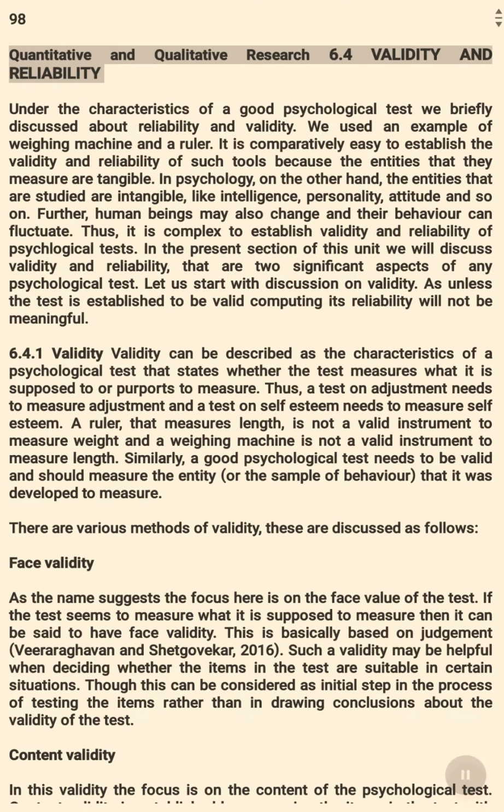Quantitative and Qualitative Research. 6.4 Validity and Reliability. Under the characteristics of a good psychological test, we briefly discussed reliability and validity. We used an example of a weighing machine and a ruler. It is comparatively easy to establish the validity and reliability of such tools because the entities that they measure are tangible. In psychology, on the other hand, the entities that are studied are intangible, like intelligence, personality, attitude and so on. Further, human beings may also change and their behavior can fluctuate. Thus, it is complex to establish validity and reliability of psychological tests.